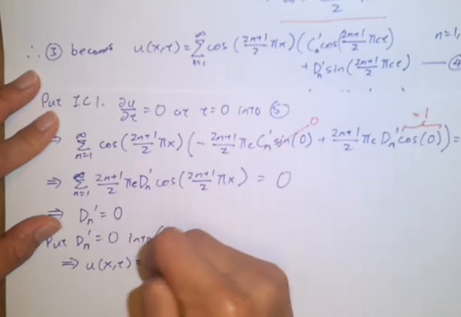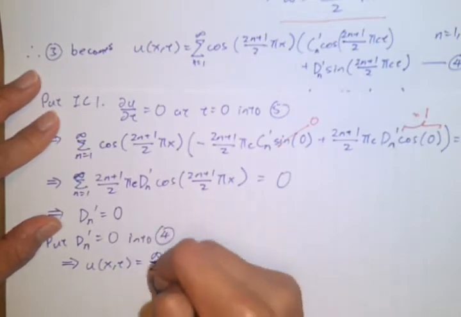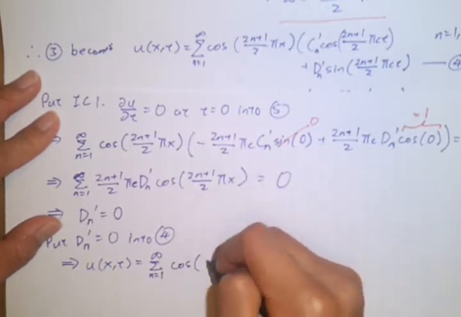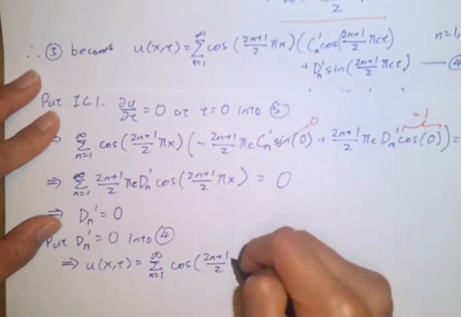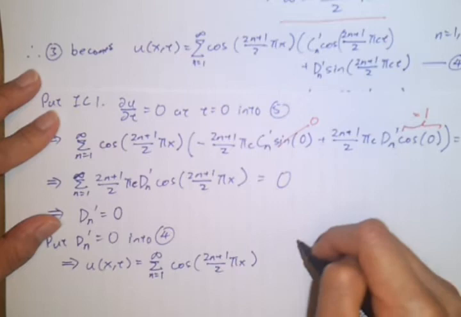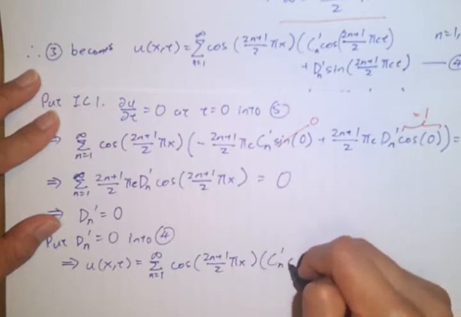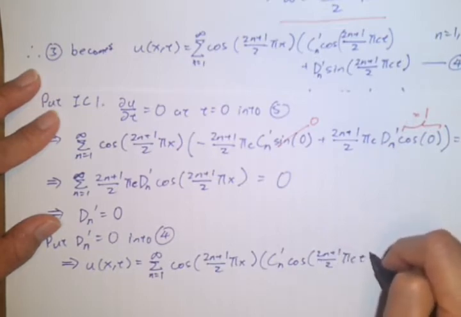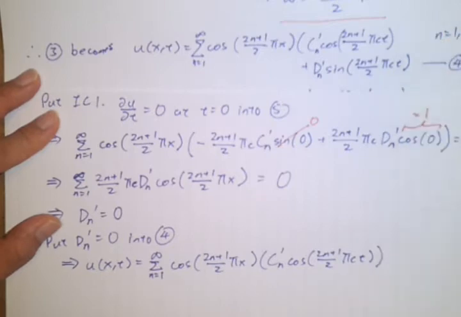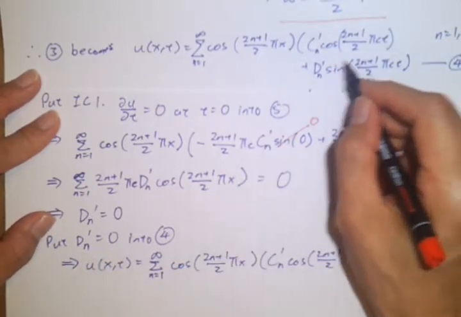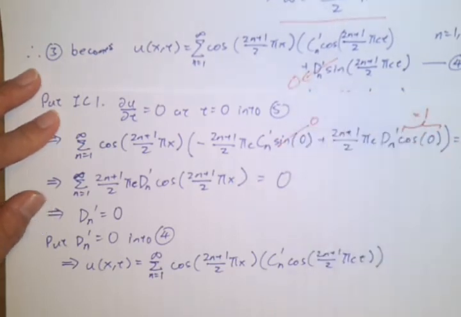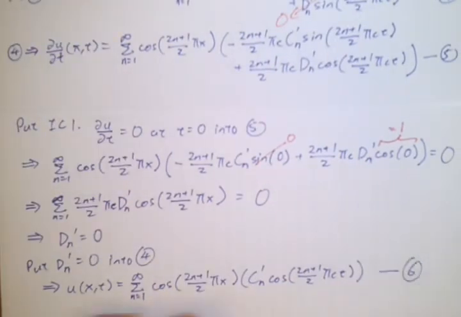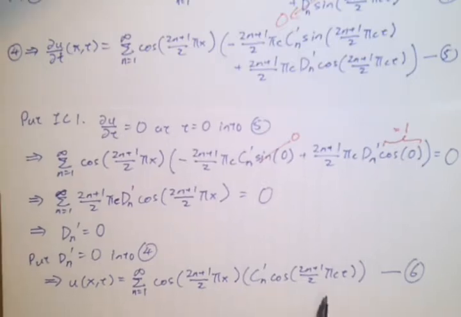u(x,t) equals the sum from n equals 1 of cosine 2n plus 1 over 2 pi x, times cn prime cos 2n plus 1 over 2 pi ct. I'm just copying from here, right? And your dn is already 0, so this term is gone. So this is your updated solution, which I have to call 6 now. The only thing you do not know in your updated solution is cn prime.